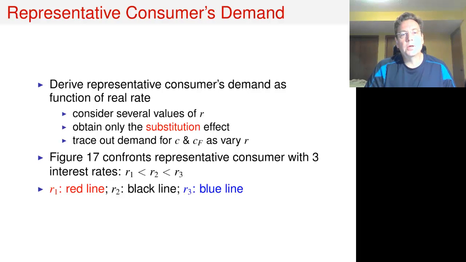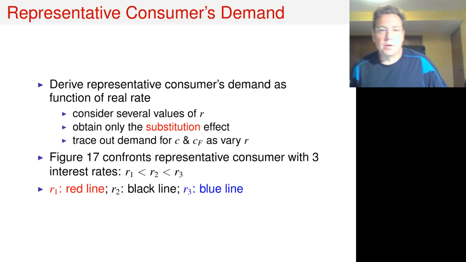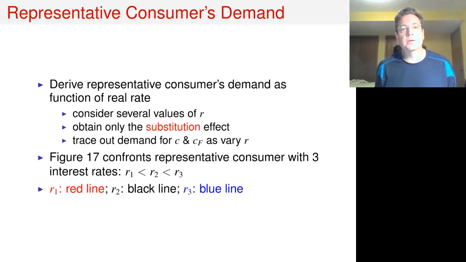Earlier, when we were looking at a consumer's choice between consumption and leisure, we confronted the consumer with different wage rates and asked what sort of labor supply decision they would make. We did that in order to derive the supply of labor. We then did a similar exercise confronting the firm with different wages, and from that, we derived the firm's demand for labor.